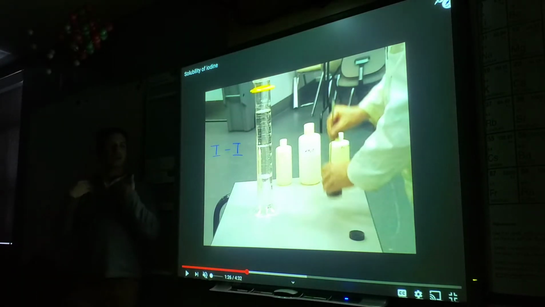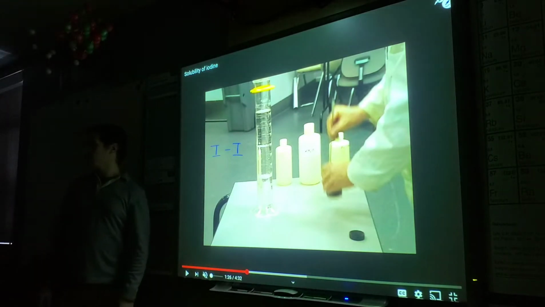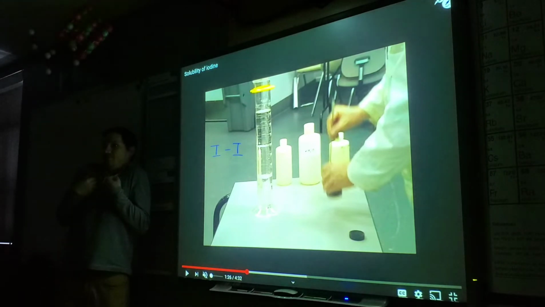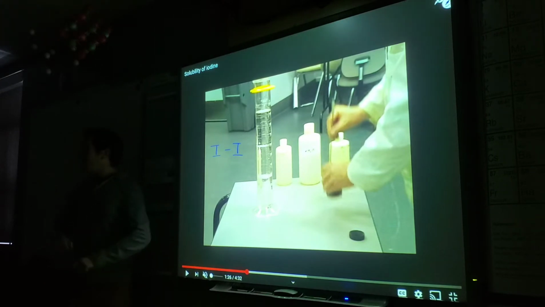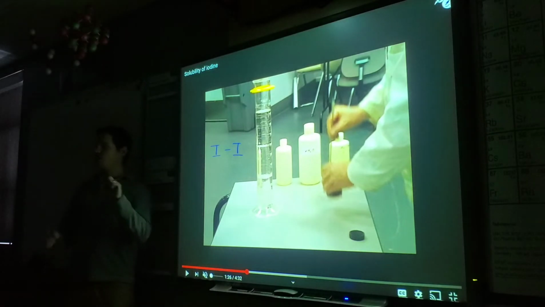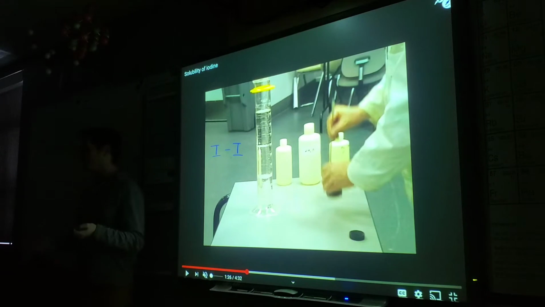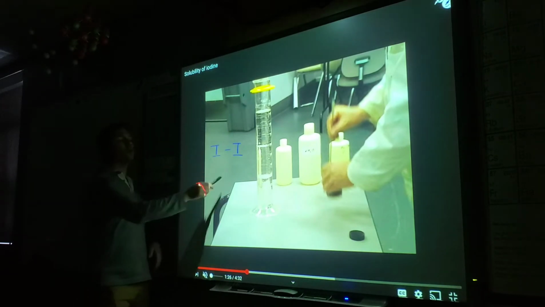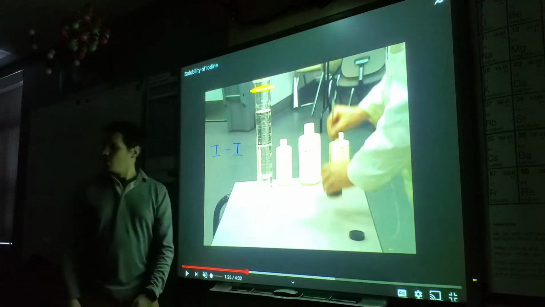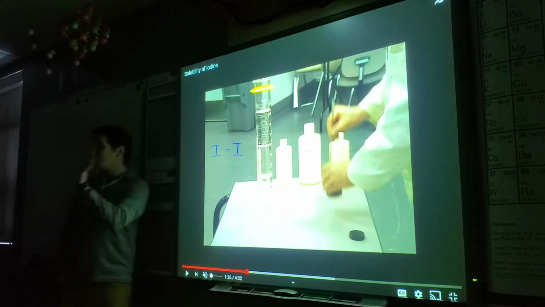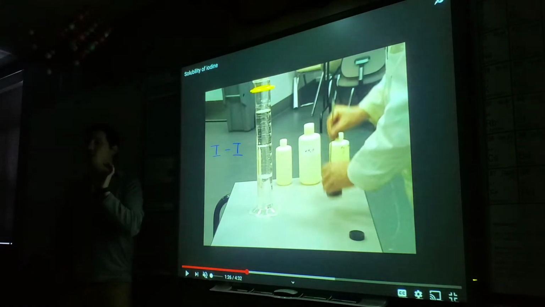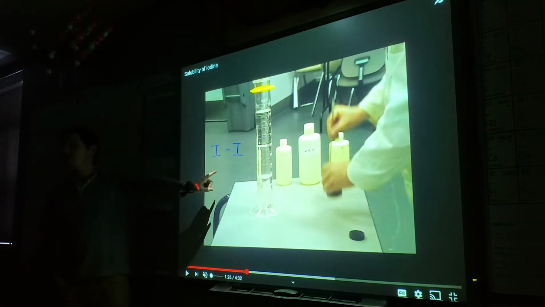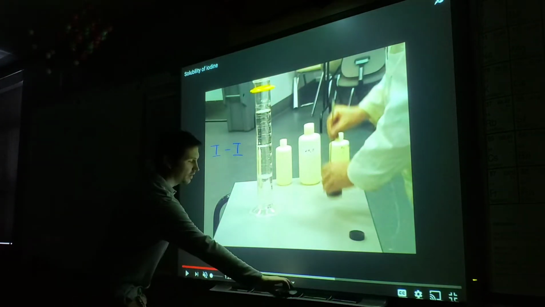I'm curious, can this hydrogen bond? No, it can't. It cannot hydrogen bond. Why? There are no hydrogen-nitrogen, hydrogen-oxygen, or hydrogen-fluorine bonds here. Is this a polar molecule? No, it's not a polar molecule. It's totally symmetrical, right? And because it's totally symmetrical, this is a non-polar molecule. You expect this to be able to dissolve in other non-polar molecules.